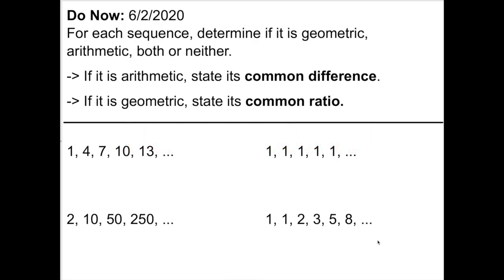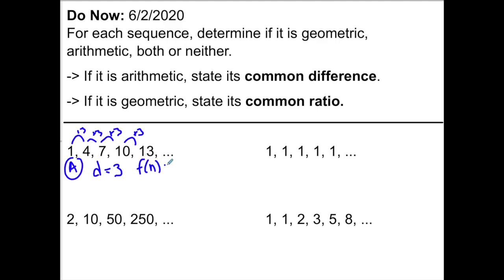Okay, so this first one here, 1, 4, 7, 10, 13. We can see that we're adding 3, adding 3, adding 3, adding 3. This is arithmetic, and it's got a difference of positive 3 because we're going up by 3 from term to term.